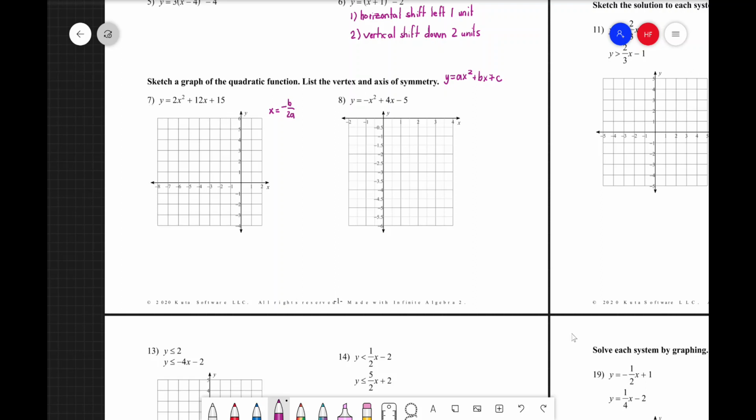For number 8, we have a equals -1, b equals 4, and c equals -5. So we're going to use that formula, x equals -b over 2a. So x equals -4 over 2 times -1, which is -4 over -2. So x equals +2. That's my axis of symmetry.